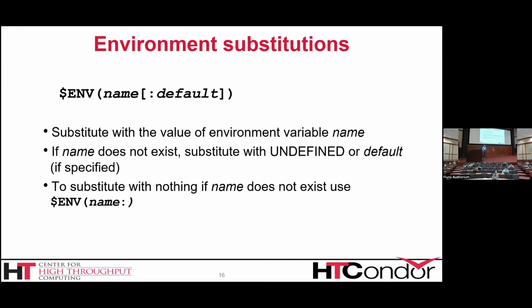Now, for historical reasons, if the environment variable doesn't exist, it wouldn't print nothing, unlike $regular open paren. It would print literally the word undefined, which isn't very useful sometimes. But the environment substitution does also allow the default syntax. So you can say $ENV(name:) and if you do name: nothing, that is how you expand an environment variable to nothing when it is not defined.